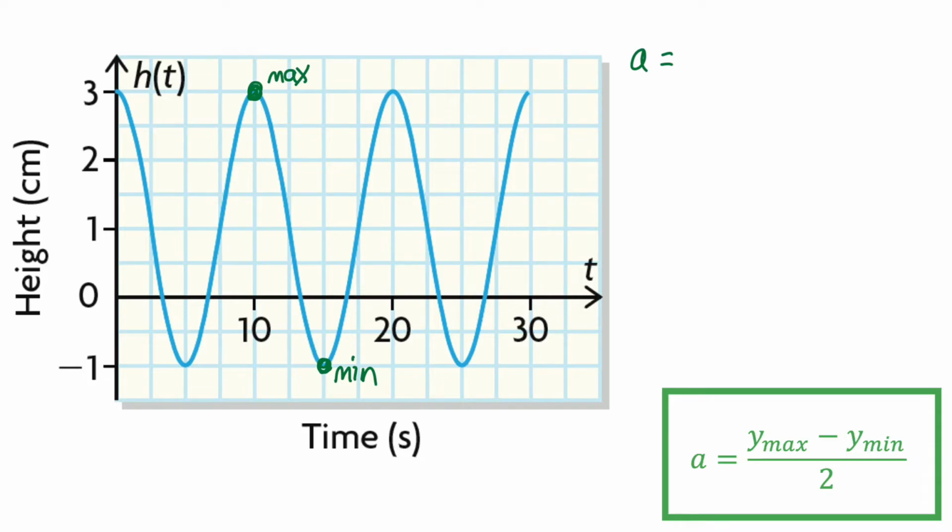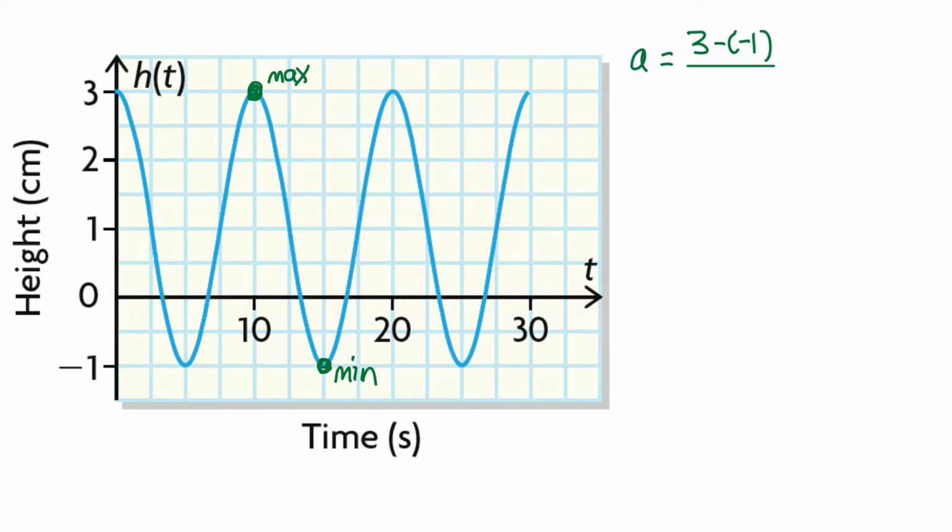And the y-coordinate of the max is 3, and the y-coordinate of the min is -1. So to find a, I have to do 3 minus -1, and then divide it by 2. And then evaluating, 4 divided by 2 is 2. So my a value, my amplitude of the function, is 2.